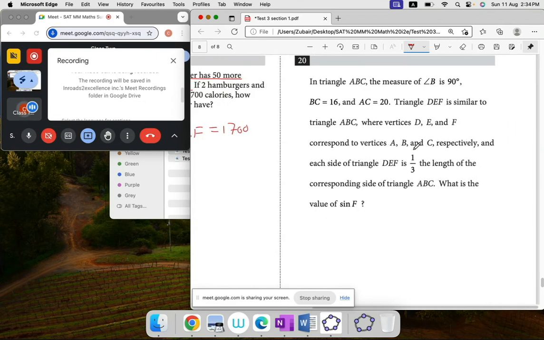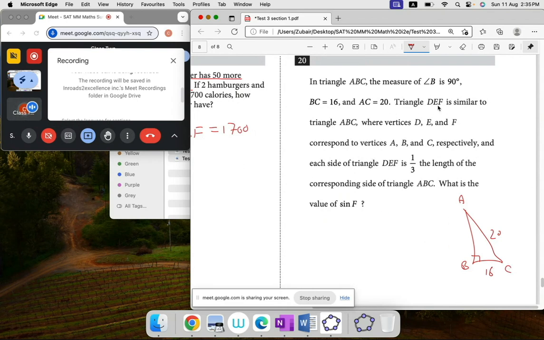Question number 20. In triangle ABC, the measurement of angle B is 90. BC is 16 and AC is 20.